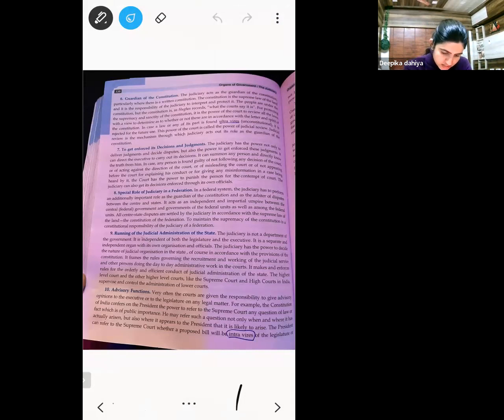Next is to get its decisions and judgments enforced. Let's say the Supreme Court or the High Court gives some kind of judgment. Will it be enforceable? If the judiciary has said something in a particular case, will it be enforceable in further cases? In general, yes.